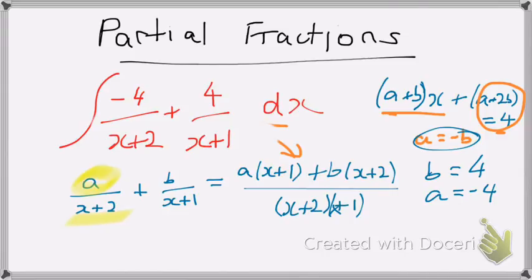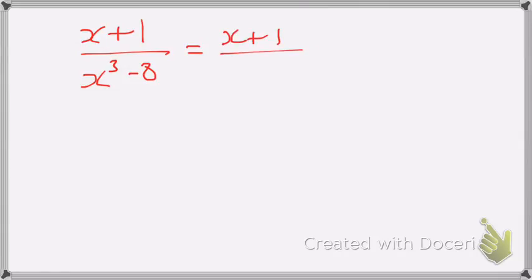So I'll show you one more quickly. And I'm just making these up, so I might actually not finish this one. But let's just say, for example, that I wanted to partially decompose x plus 1 over x cubed minus 8. So that's the same as x plus 1 over x minus 2, x squared plus 2x plus 4.